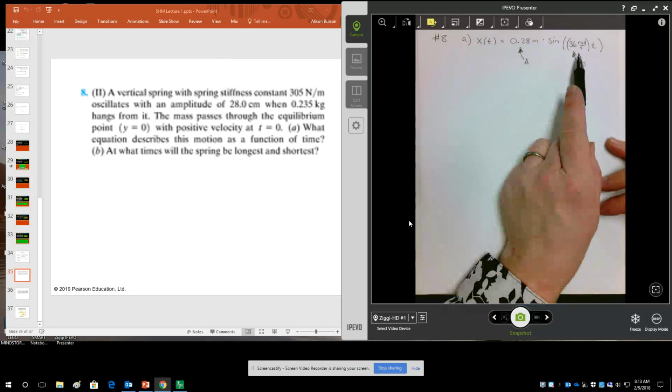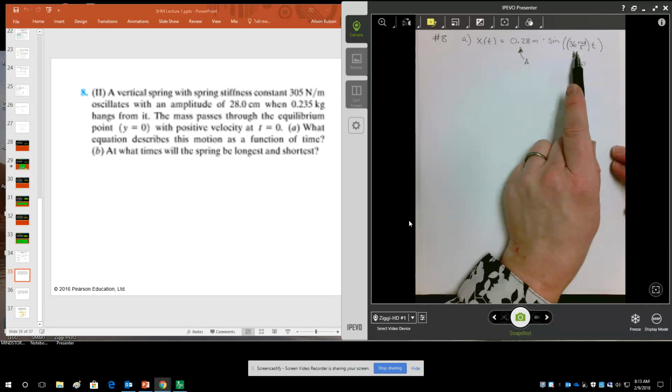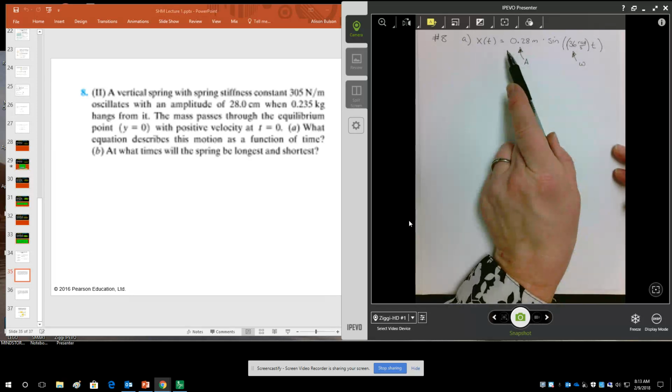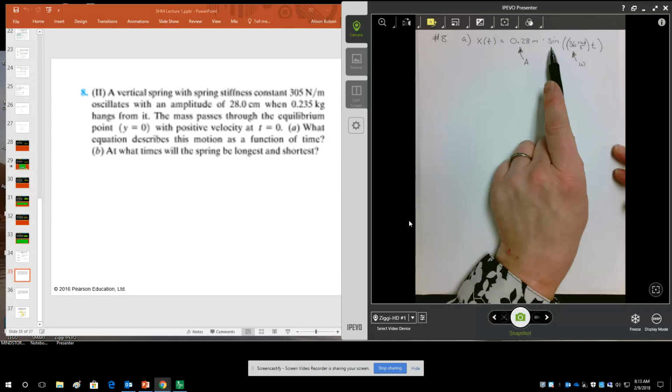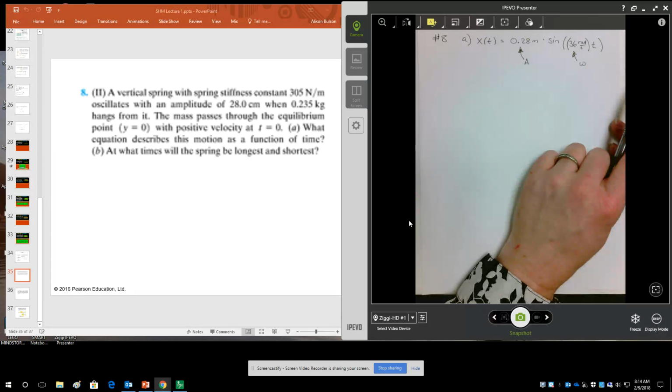So we found the angular frequency. We kind of use angular velocity and angular frequency interchangeably. They really do mean the same thing, radians per second. So we found that omega by finding the square root of k over m. K was given, m was given. And then we picked a sine function instead of a cosine function because we're told that the mass passes through equilibrium, y equals 0, with positive velocity at t equals 0.